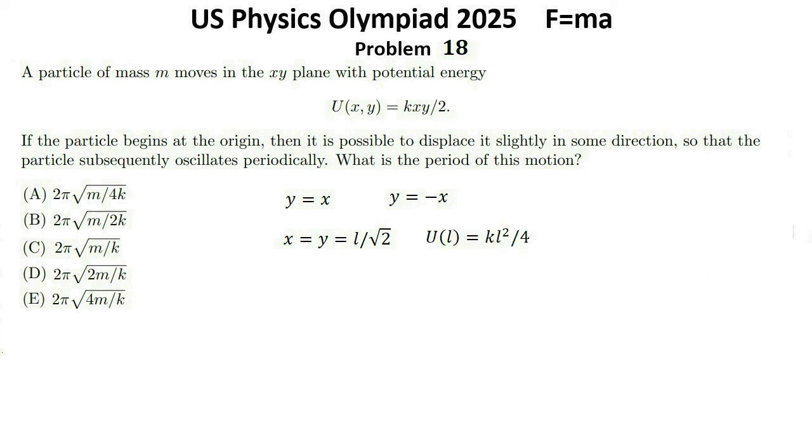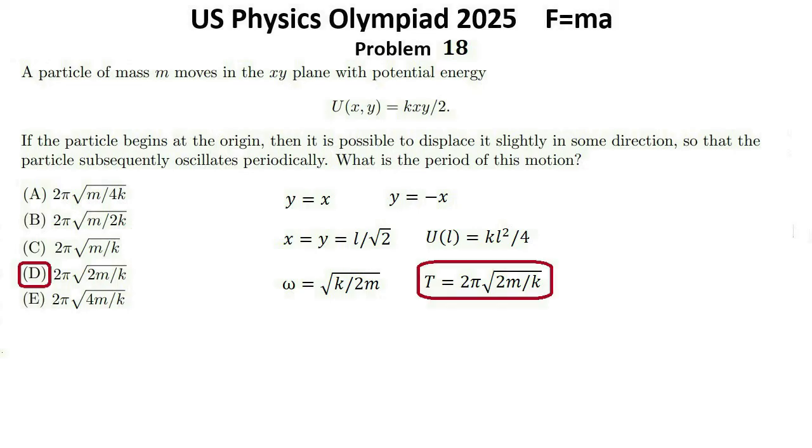Therefore, the potential energy is kL squared divided by 4. In other words, the potential energy is the same as that of a spring with stiffness k divided by 2. So the angular frequency omega is equal to the square root of k over 2m. And the period will be 2 pi multiplied by the square root of 2m over k. This is the answer D. And that was the solution to problem 18.